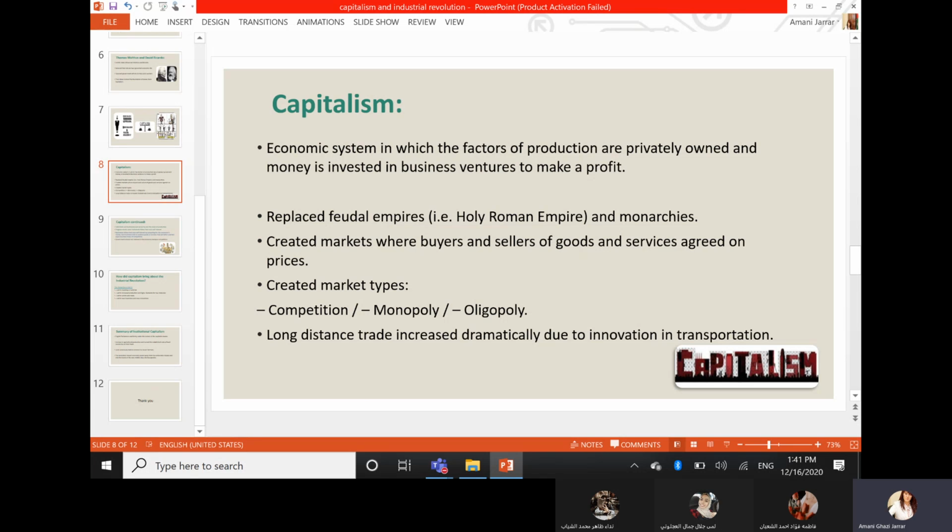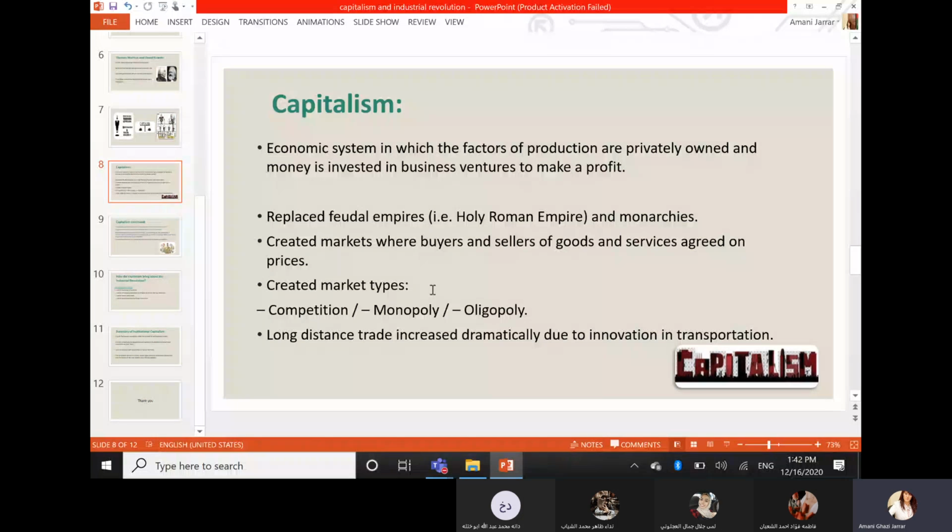So as if we are talking about replacing what you used to have in the Roman Empire, which we call the feudal empire, with what was called at that time monarchies. So it's going from the feudal empires to monarchies. What is meant by this is that the economy affects politics, okay?